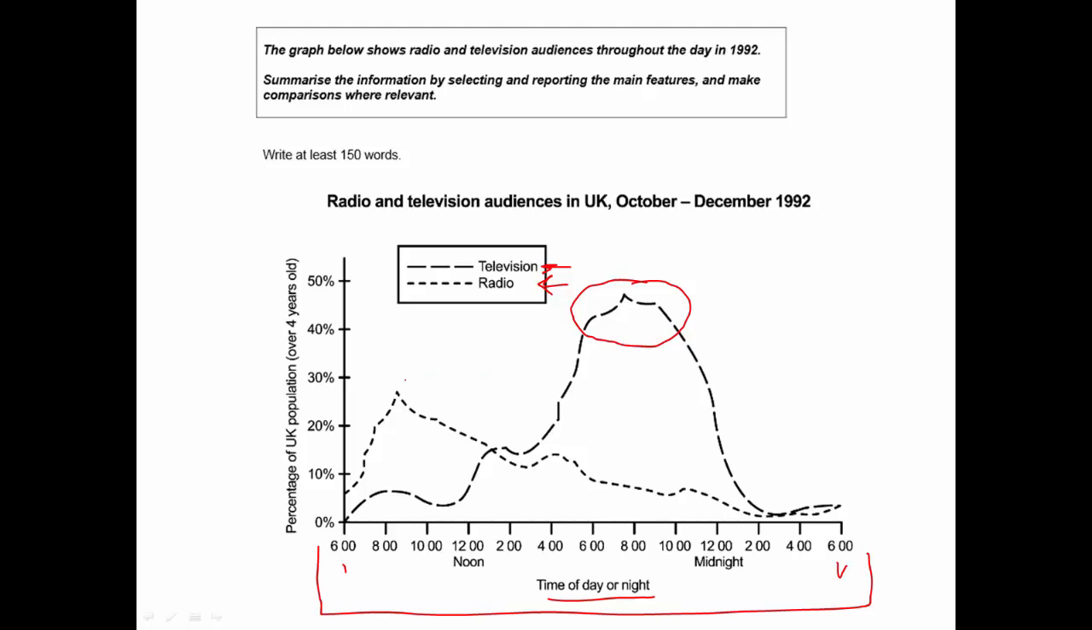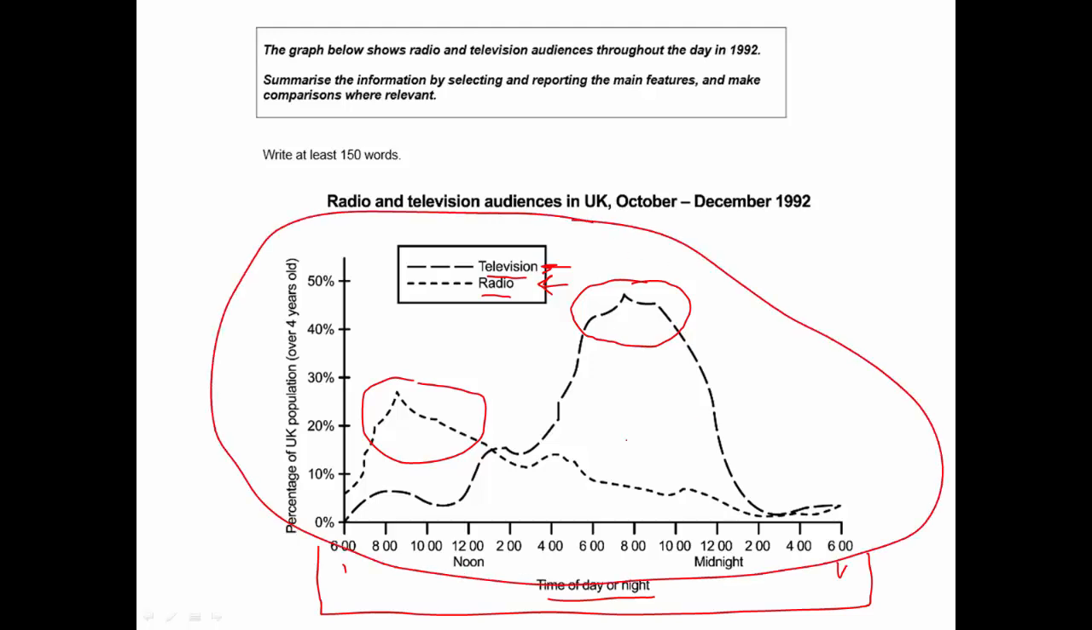For radio, we can see that radio is used in the morning, so between say 7 a.m. and 12 noon. So those are two key features of this graph. The next thing that we might look for is, because there are only two items, television and radio, we can compare these. So which one is used the most? We can see just by looking at the whole data that television is used much more than radio.